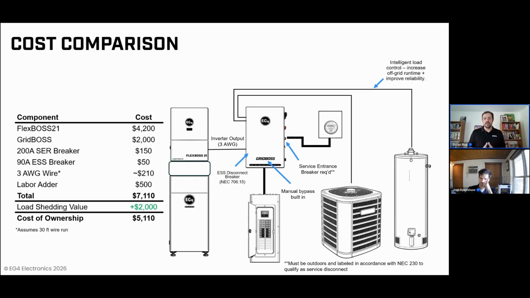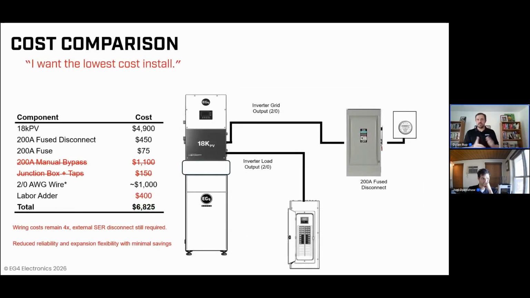But again, for comparison's sake, that $7,000 is a pretty good benchmark that we can use to compare to that internal MID-based solution. And then for those who maybe want to just pursue the lowest cost install, which is again a piece of pushback that we do see fairly frequently, you're still going to see essentially the same cost of a deployment with the GridBOSS as compared to this quote unquote lowest cost installation with that 200 amp internal MID.